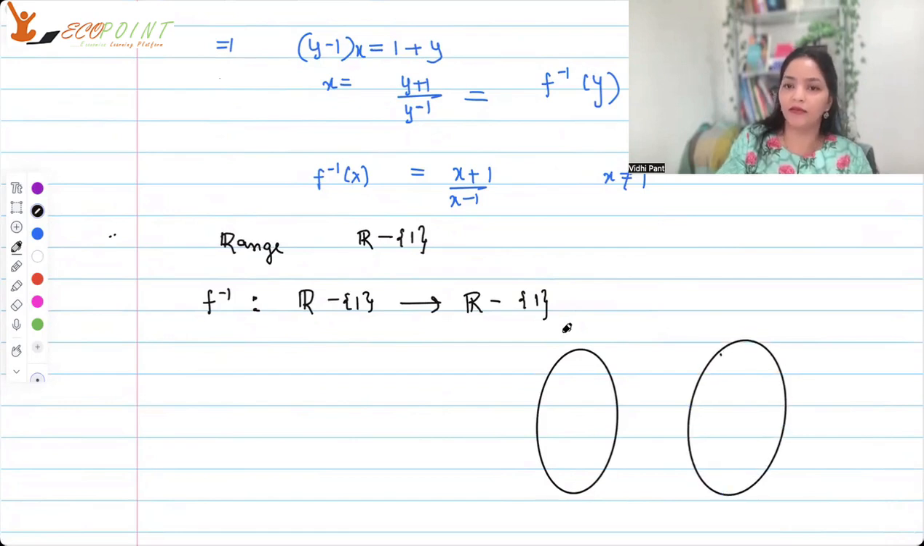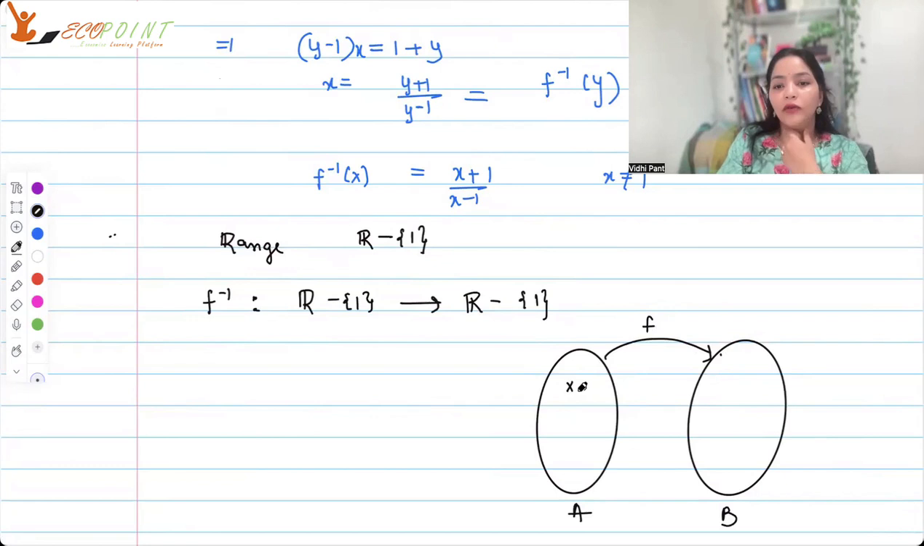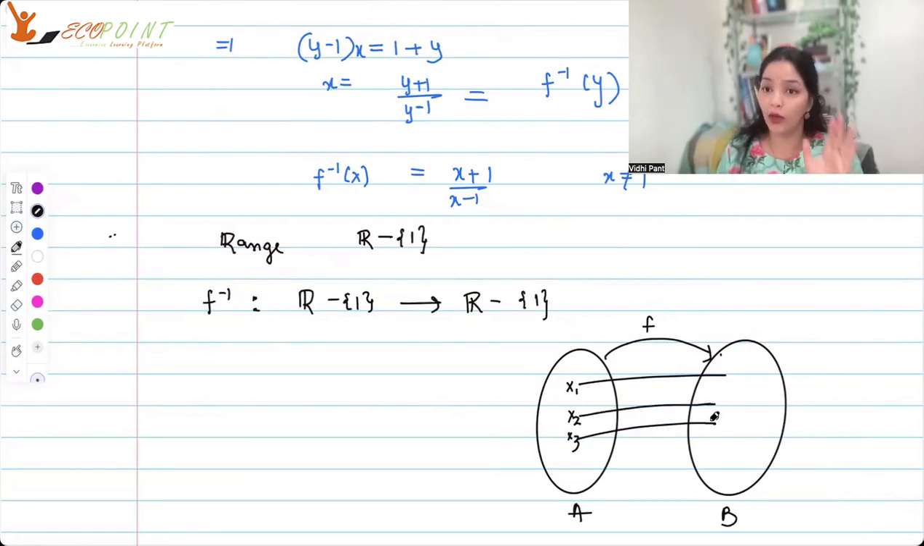Please understand something. When you have an inverse function, f goes from A to B. All right. Now you have x1, x2, x3. Now for the definition of a function, everything in A will be mapped somewhere. Now for inverse function, I require a one-to-one function. Why do I require a one-to-one function?